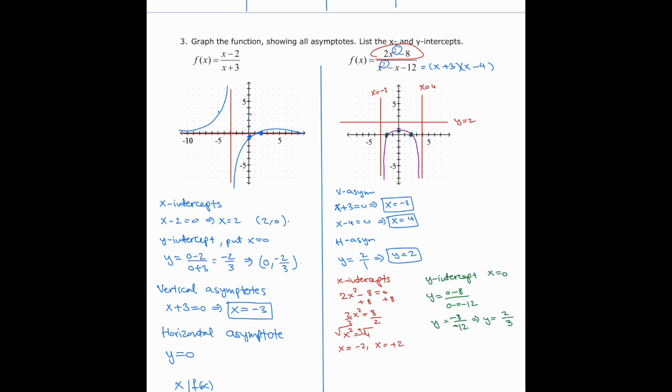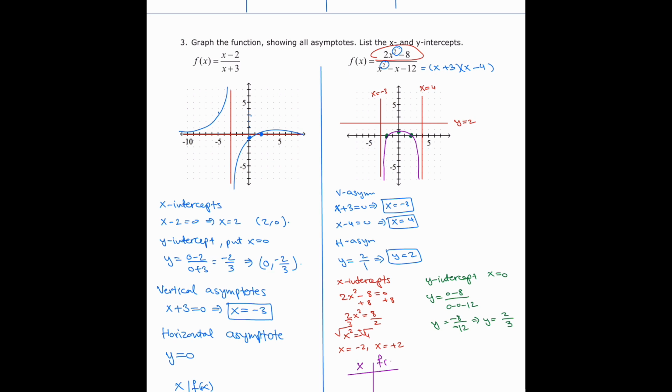Now, I would like to determine whether the other parts are here, or here and here, or one in the positive and one in the negative. The best way to do that is to use testing points, to see whether it's above the x-axis or below the x-axis. So I will use x and f of x. From the right one, I will choose 5 as my testing point, and from this side, I will use negative 4.